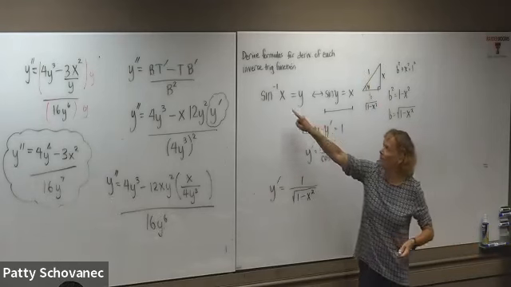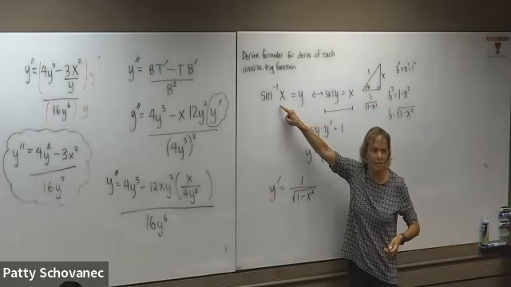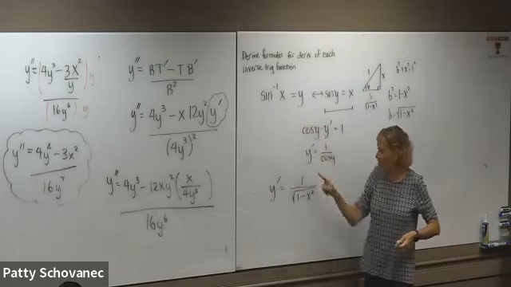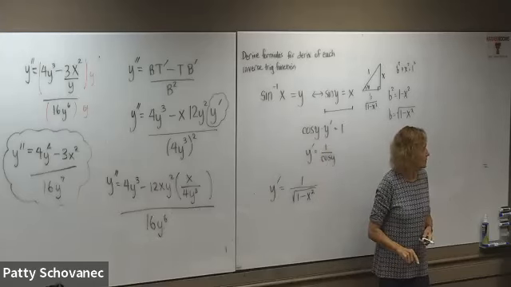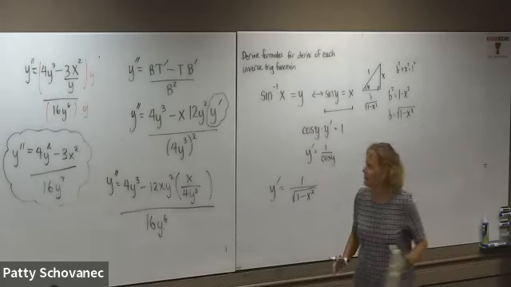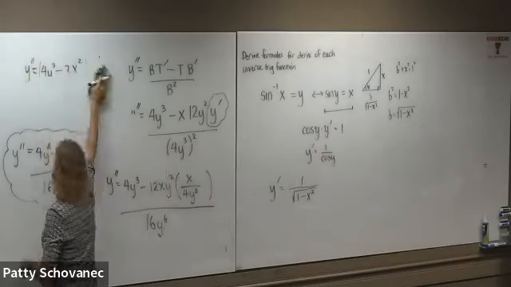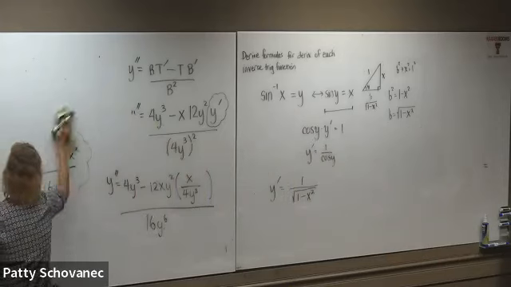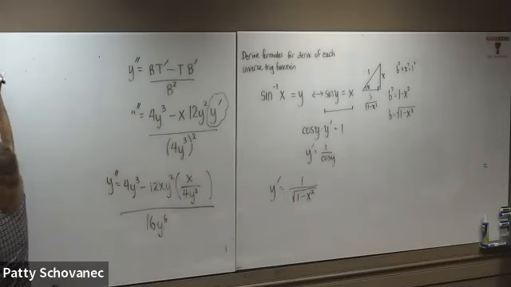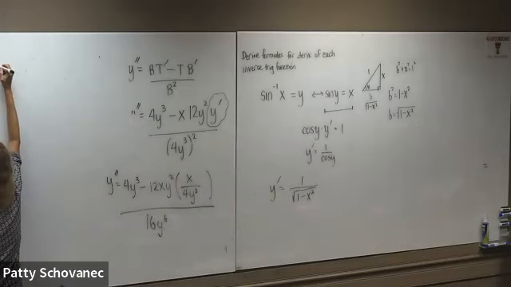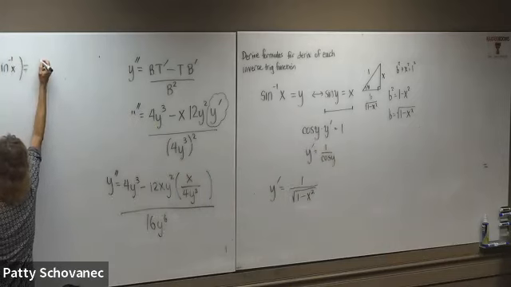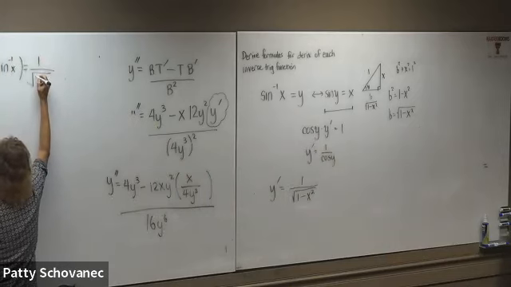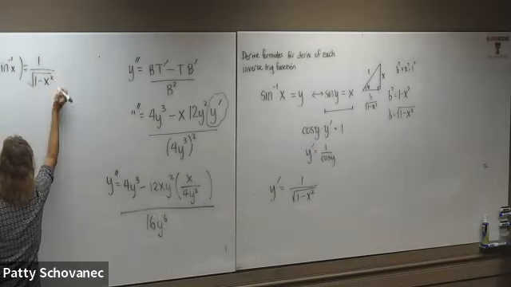That, men and women, is the derivative of the inverse sine of x. The derivative of the inverse sine of x is 1 over the square root of 1 minus x squared. I'm going to put that on the far right-hand side. So that's our first formula. The derivative with respect to x of the inverse sine of x is 1 over the square root of 1 minus x squared.